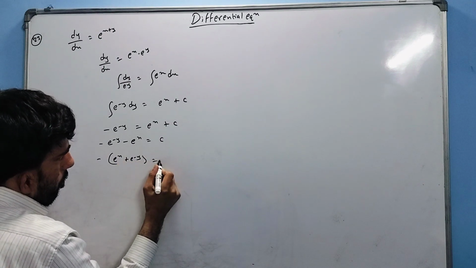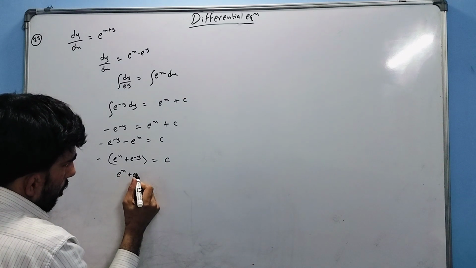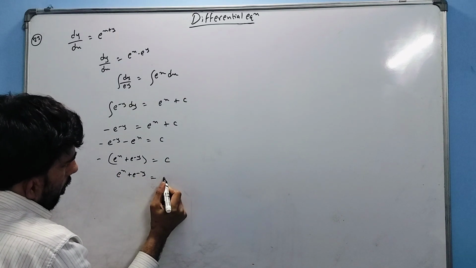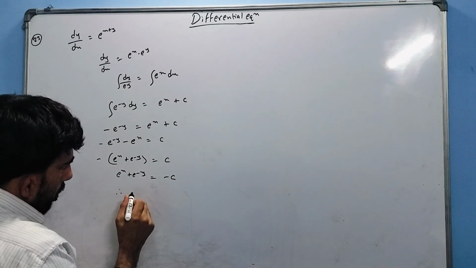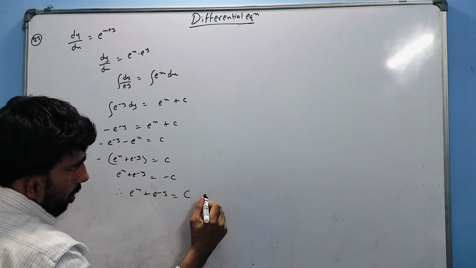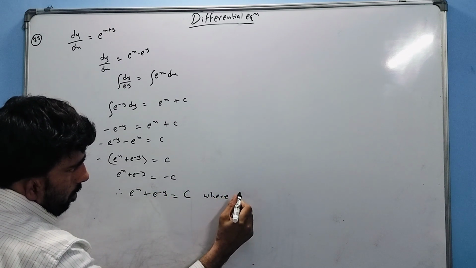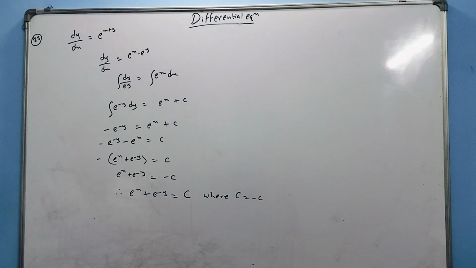Or I got e raised power x minus c. So finally I got e raised power x plus e raised power minus y is equal to c, where c is equal to minus c. So that is how we are able to find the general solution of the given differential equation.